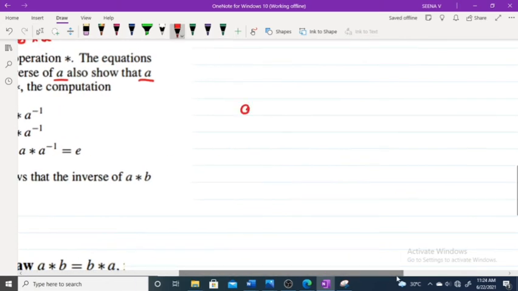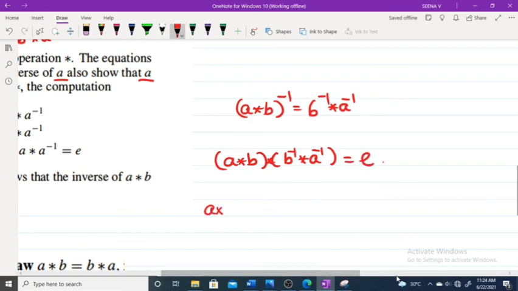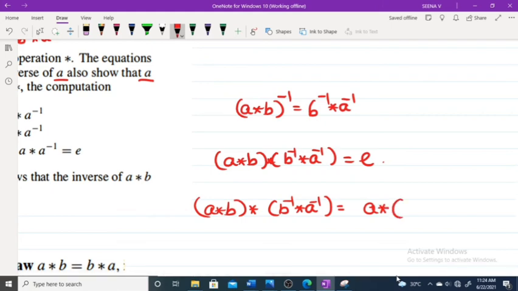Okay. So A star B, we are multiplying. We have to prove this inverse is equal to B inverse star A inverse. So what we have to prove? A star B star B inverse star A inverse is equal to the identity element. So A star B star B inverse star A inverse is equal to A star, by the associative property, B star B inverse star A inverse. You can treat this as two elements and this as a single element.